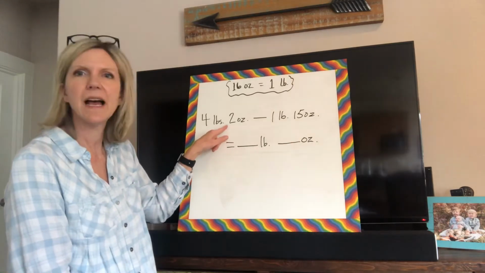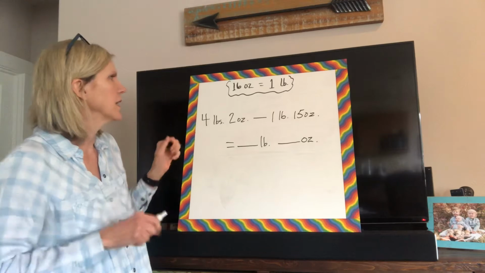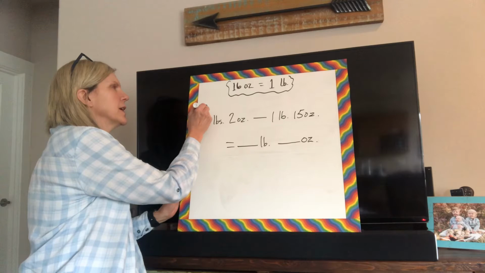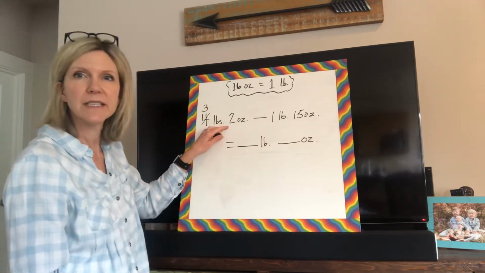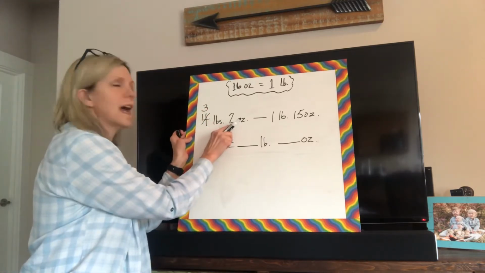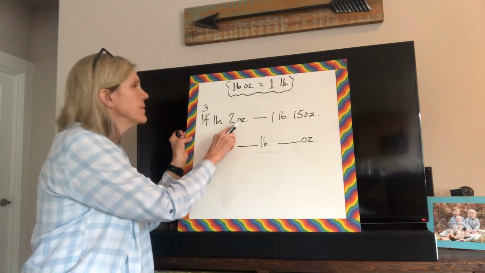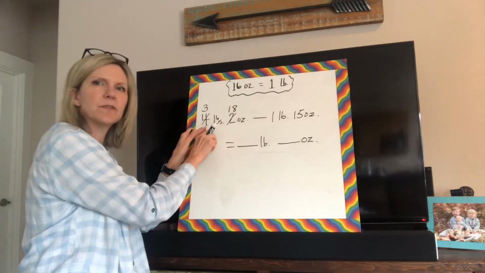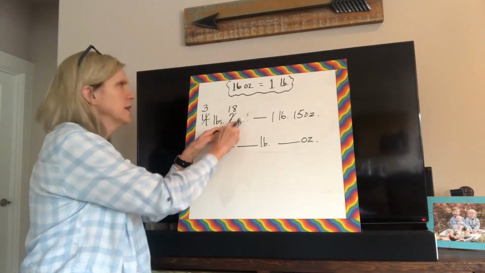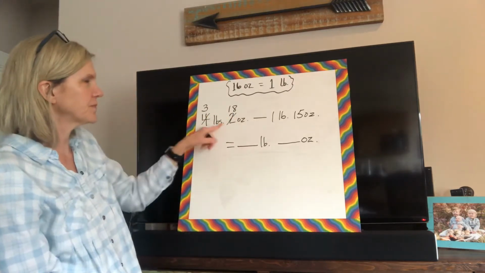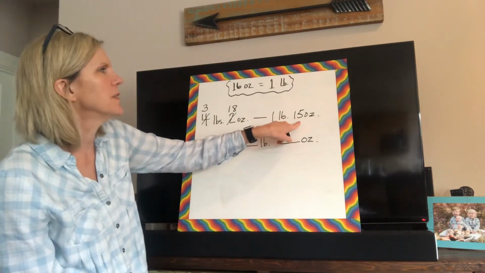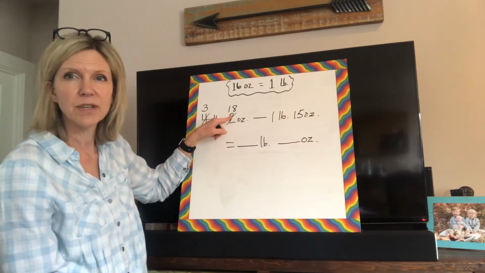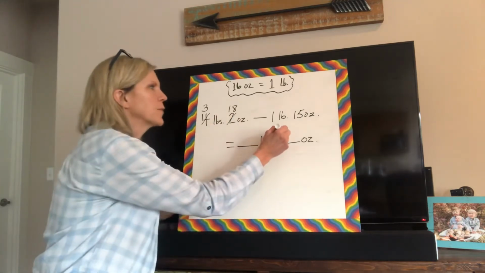So you're going to need to add some ounces to that, okay? You're going to take a pound out of this, make it 3, and you're going to transfer it into 16 ounces. Well, you need to add that 2 ounces to the 16, okay? That means now you have 18 ounces, because you just took 16 ounces from here and added them to the 2. Now you can do this, because if you take 15 out of 18, how much do you have left? You have 3 ounces left.